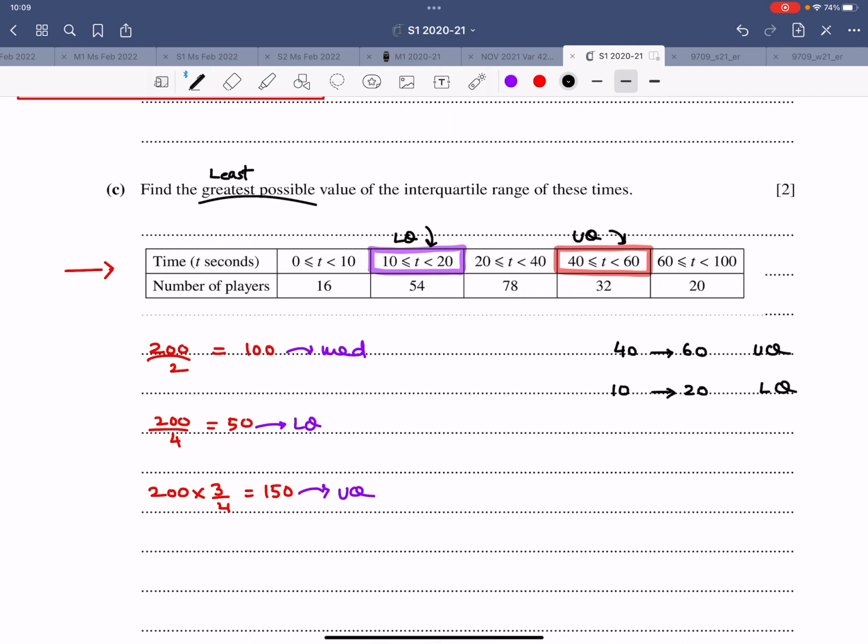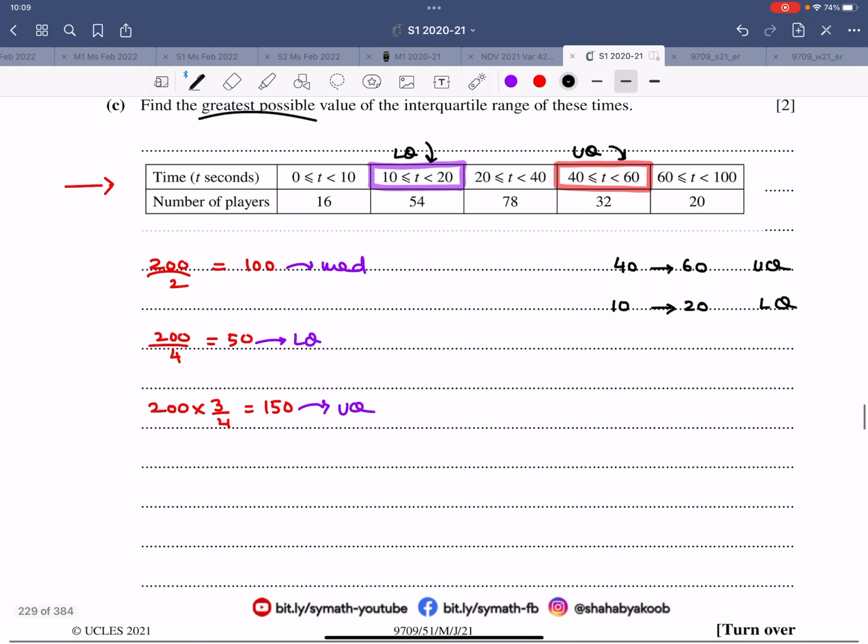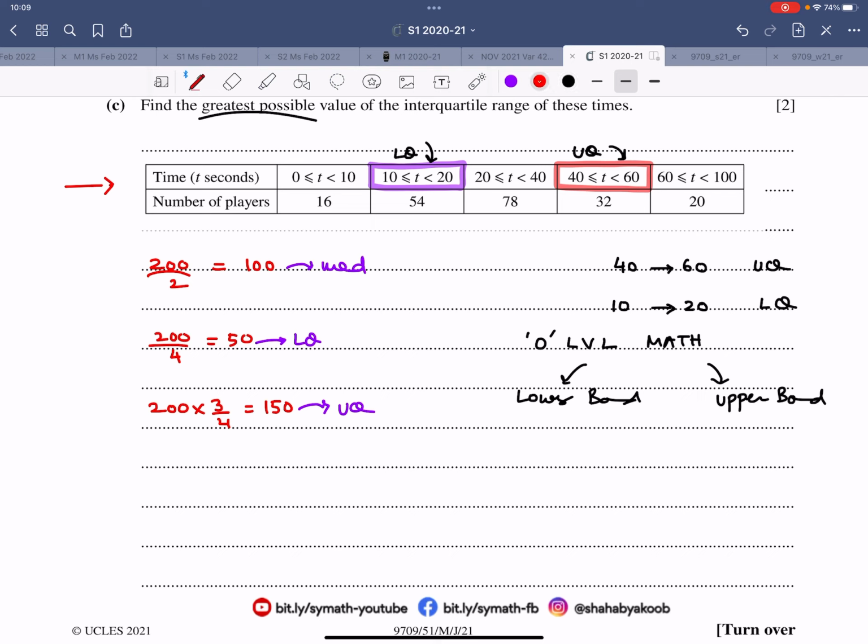Now this is like an O-level math question of upper bound and lower bound. So this is lower bound, and this we are looking for upper bound. Now there are four values. There is the 60 and 10. So 60 is the highest value, minus 10, that comes out to be 50. That is the greatest value of interquartile range, because interquartile range is upper minus lower quartile.